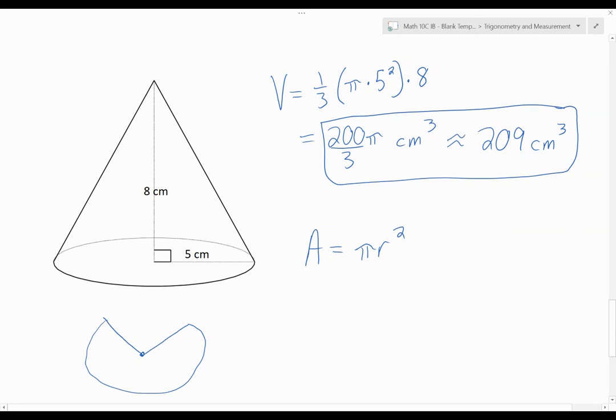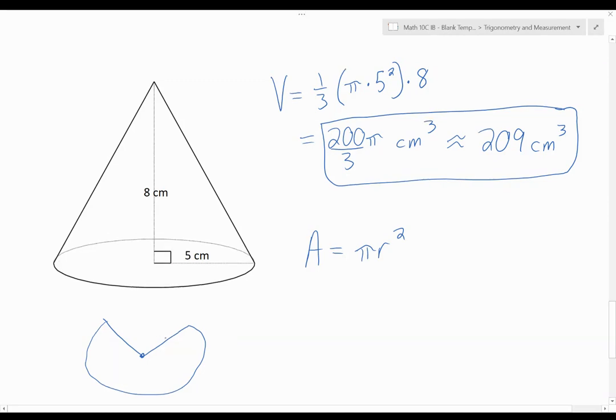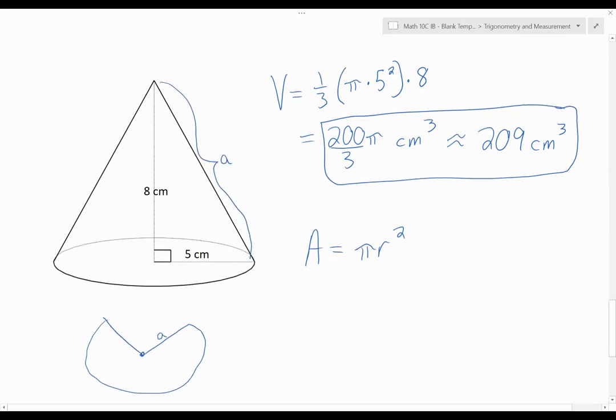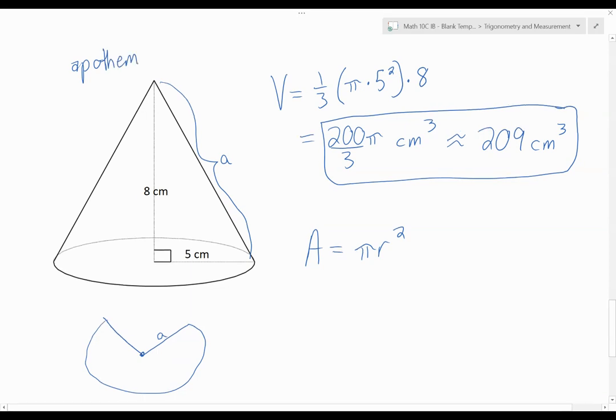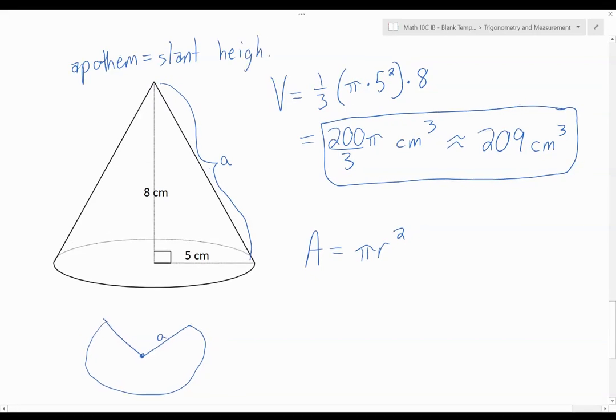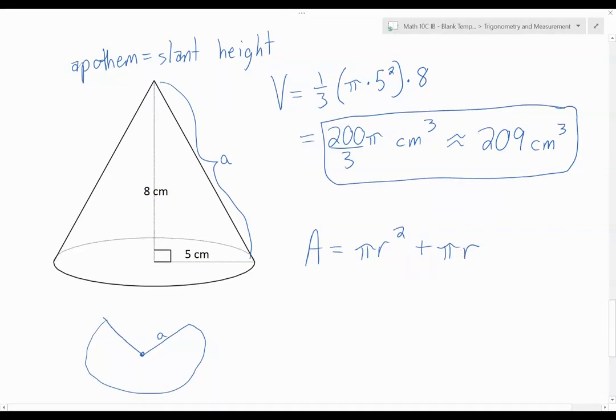So what we need to consider here is the radius of this circle, which is not the same as the radius of the base. So I'm going to call that A. On the cone, that correlates to this value right here, A, the slant height. Its actual technical name is the apothem. Apothem, spelled like this, is basically the slant height. So I need that slant height because what it turns out is that this area is going to be pi times the radius of the base, so that's the 5 here, but times the apothem, or the slant height.